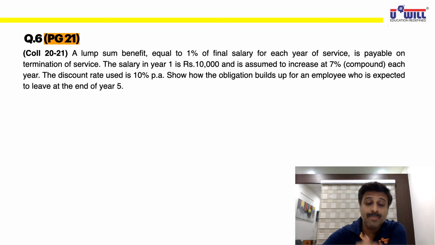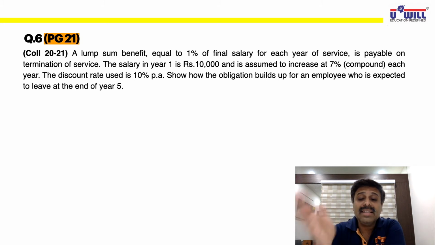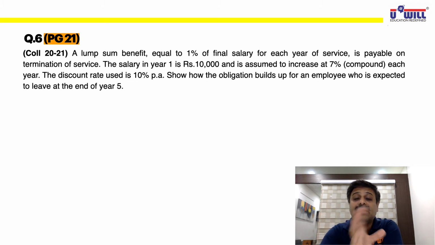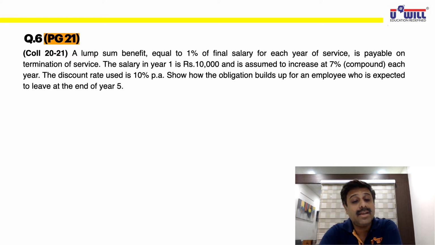Just an example. Now, the salary in year 1 is rupees 10,000 and it is assumed to increase 7% compound each year. Compound each year means first year 10,000, second year 10,000 plus 7%, 700, third year 10,000, 700, 7%. That is called compound. So whatever is your salary in year 1, 10,000, 7% increment will be given every year. The discount rate used is 10% per annum.